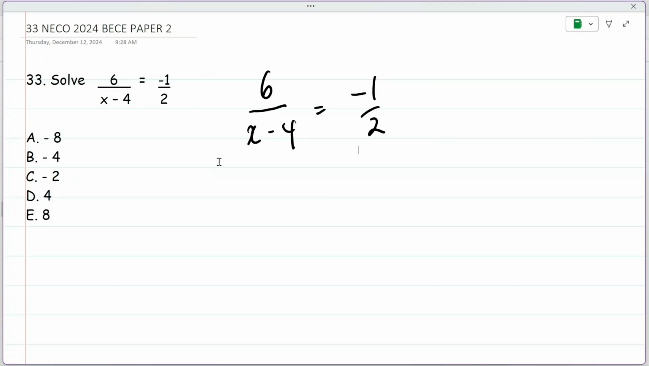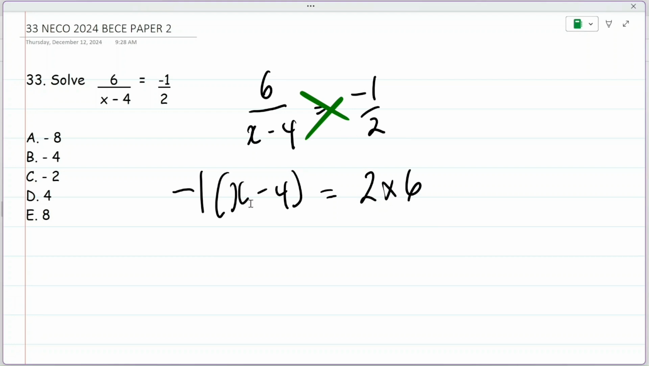So we cross multiply. We have x minus 4 times minus 1. It's not really hard. Just say minus 1 into bracket x minus 4 equals, on the other side, we have 2 times 6. Now, here is where you need to be careful. Minus 1 times x. You know, this x has a positive. You start with the signs first. Negative times positive is negative. 1 times x is 1x. You can write x instead of writing 1x.